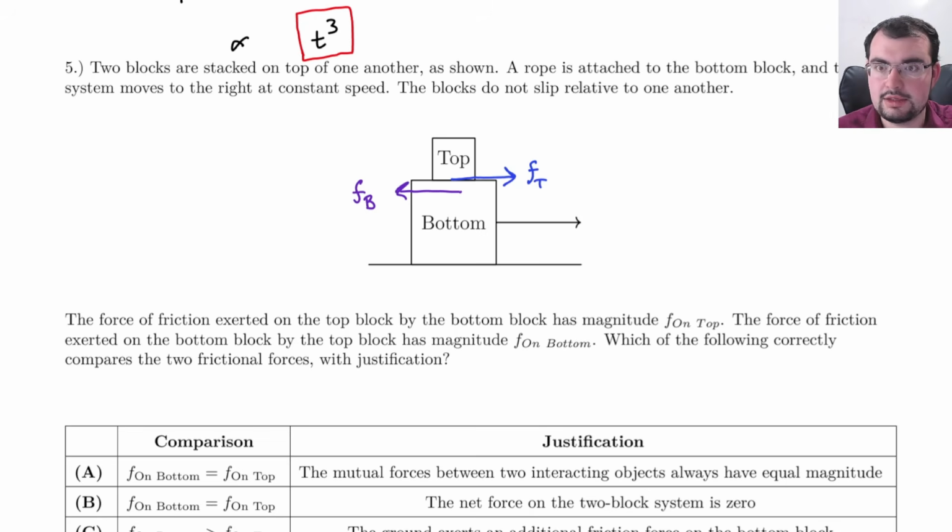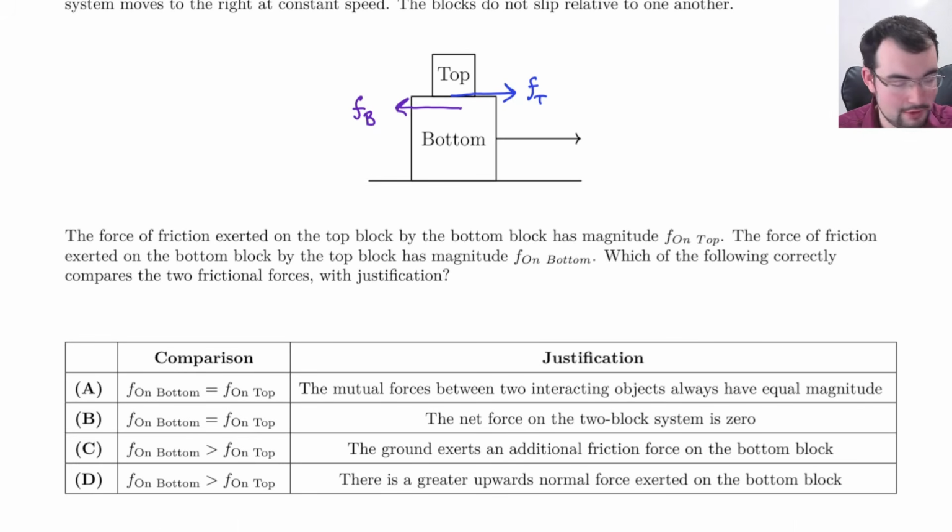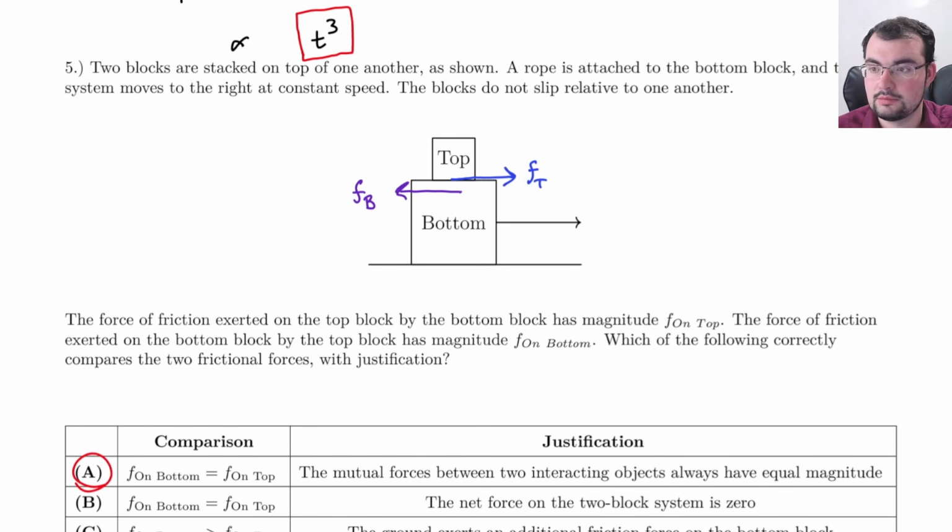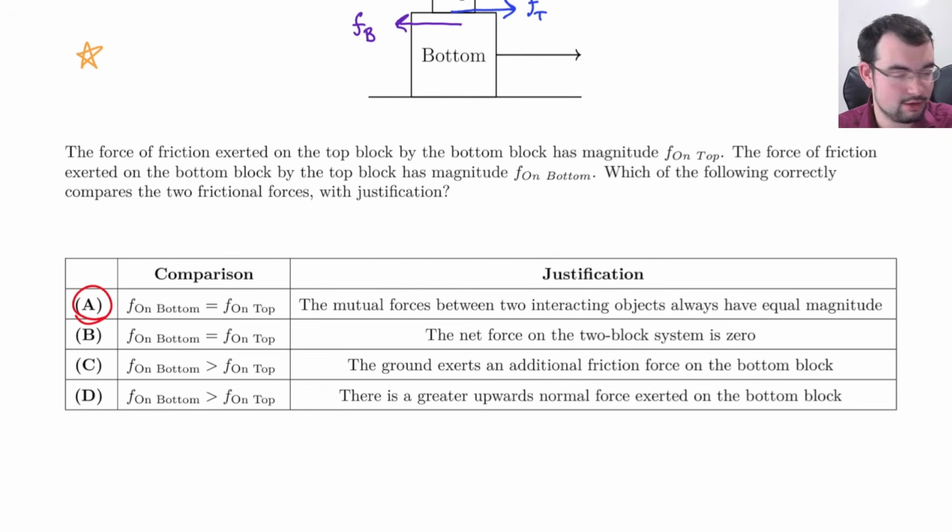Well, anytime forces or objects interact, we know the forces are equal and opposite. This is just a Newton's third law pair. So the forces are equal because the mutual forces between 2 interacting objects always have equal magnitude, right? You can't break Newton's third law. I thought this was an easy one because it's just a statement of Newton's third law. I tried to make it really clear what was happening by using all of the words. That's usually your clue, and it's Newton's third law.